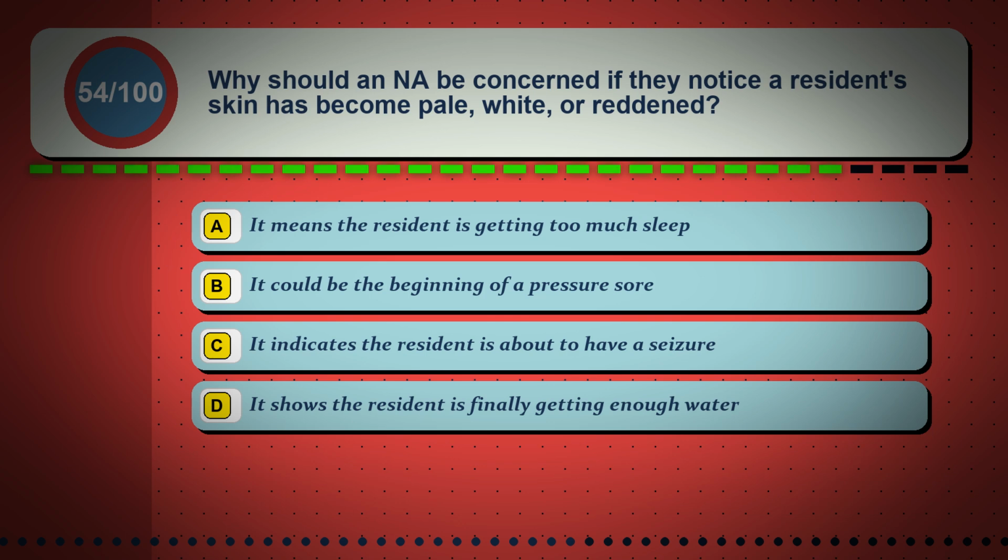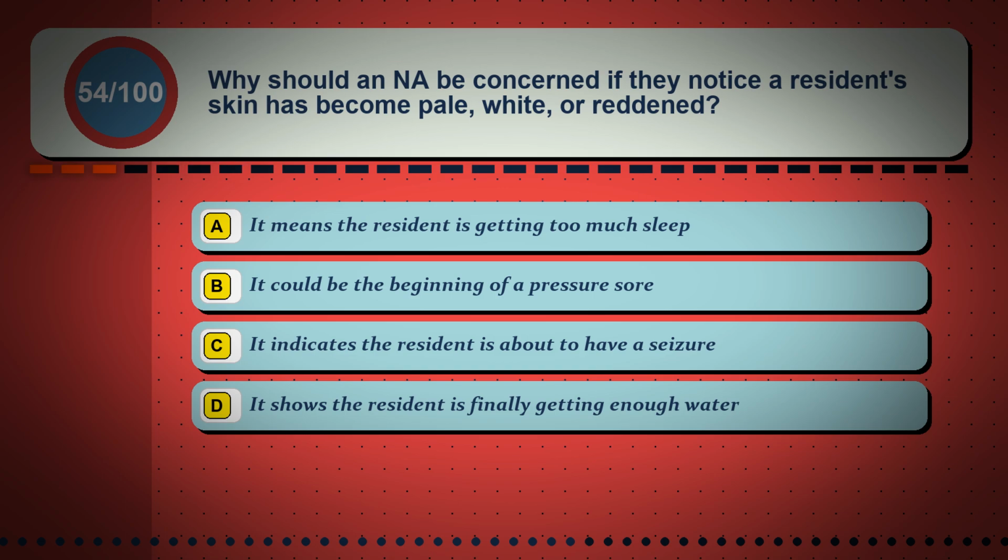Question 54. Why should a NA be concerned if they notice a resident's skin has become pale, white, or reddened? Option A. It means the resident is getting too much sleep. Option B. It could be the beginning of a pressure sore. Option C. It indicates the resident is about to have a seizure. Option D. It shows the resident is finally getting enough water.